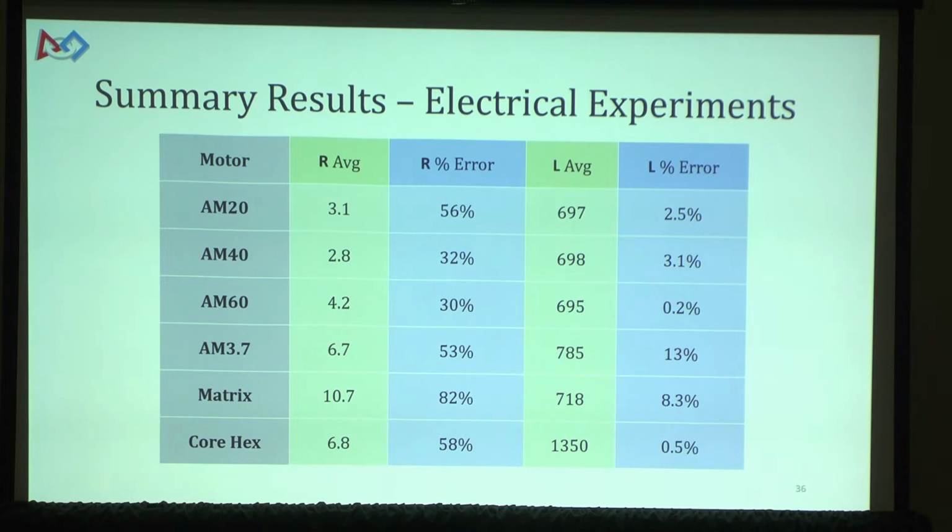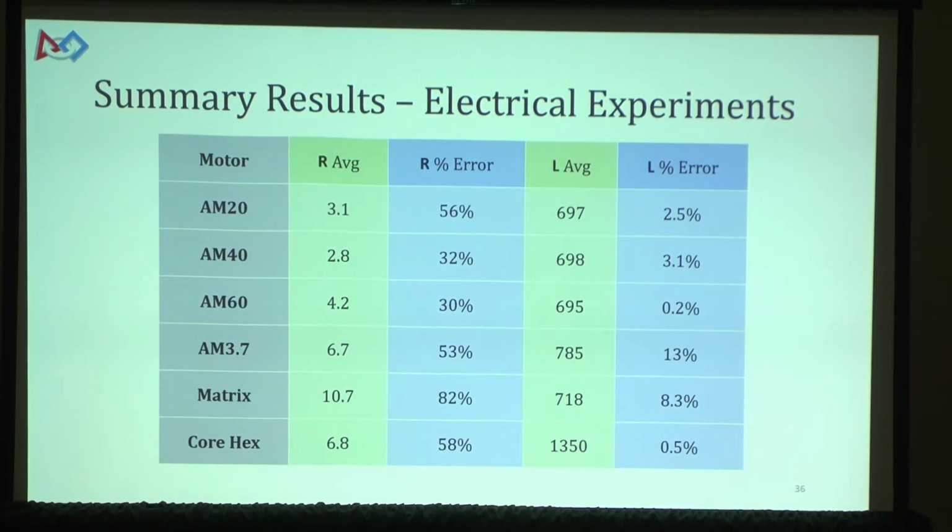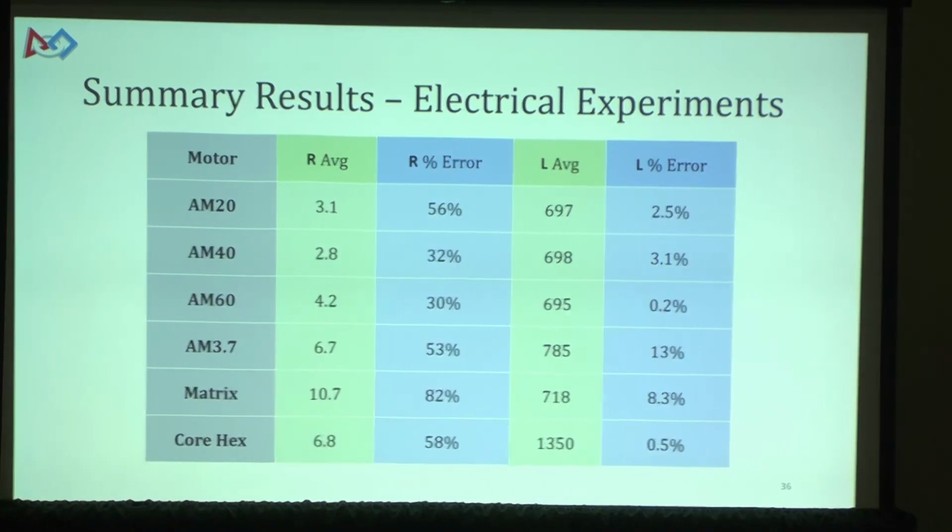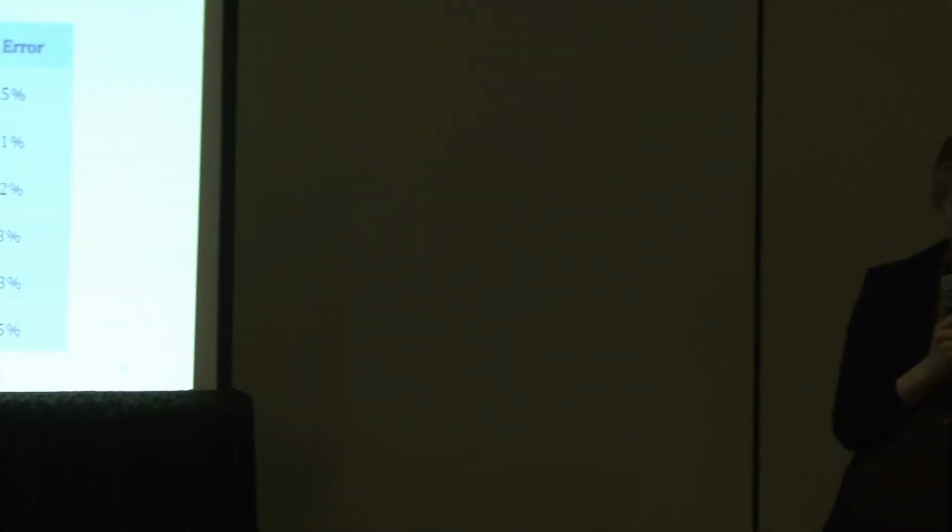So this is the summary of the results of all of our electrical experiments. This shows the average of each motor. We tested each type of motor 3 times and then took an average of the results. And we believe that the R value is a lot less accurate because it's measured at 1,000 hertz, and motors are not designed to operate at that frequency.